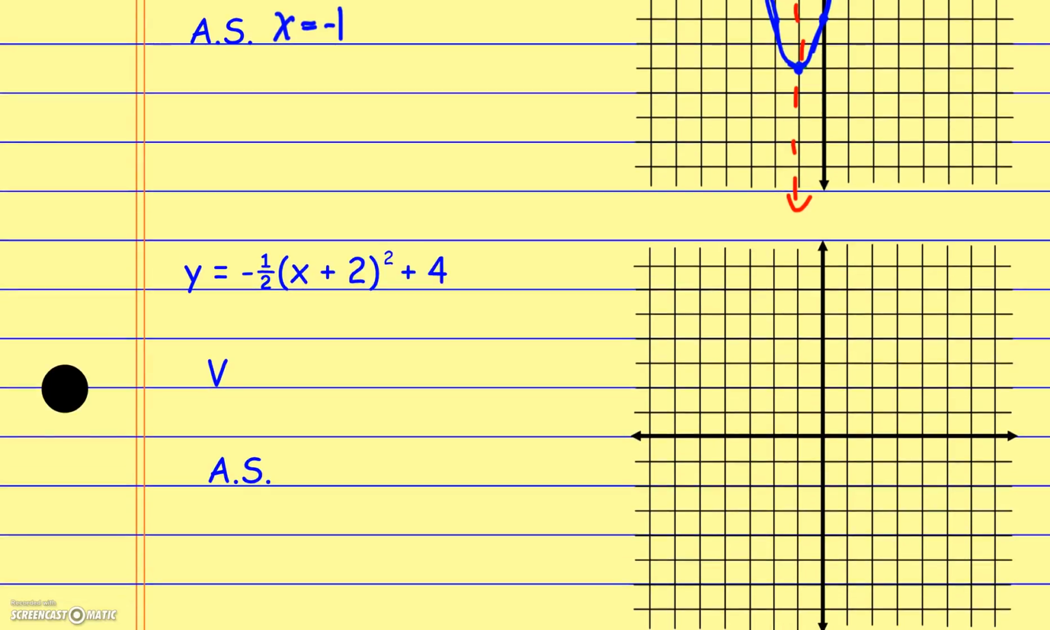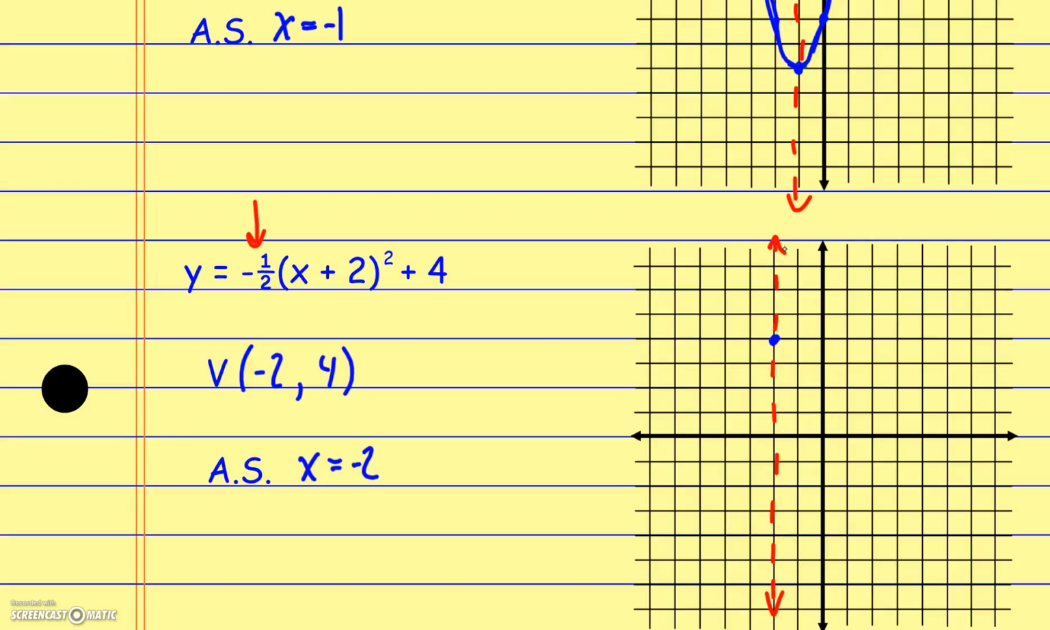If I look at the next one, again, I'm going to do the vertex. The vertex looks like (-2, 4). The axis of symmetry is going to be x = -2. And this time I can see my a value is -1/2, so that tells me a couple of things. As I look at this thing, (-2, 4) is going to be right here. The axis of symmetry, I'll go ahead and draw that in because it makes it a little bit easier to graph this thing.